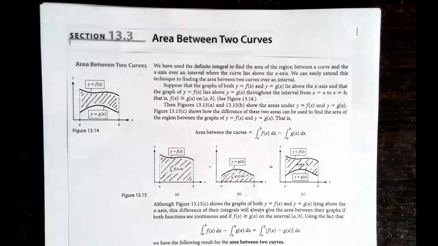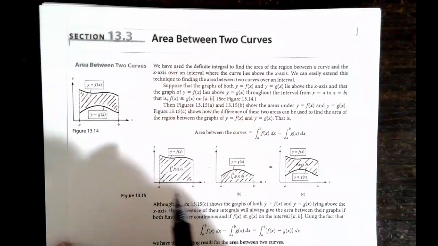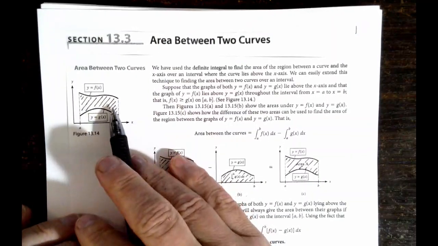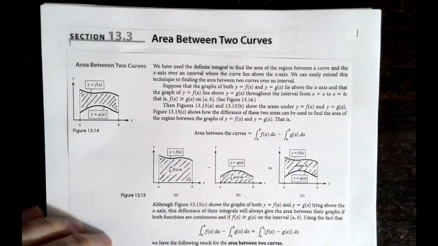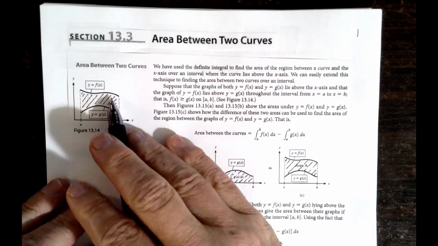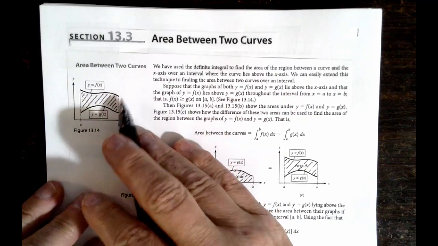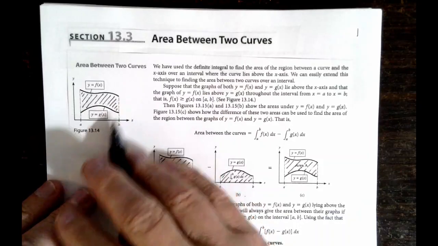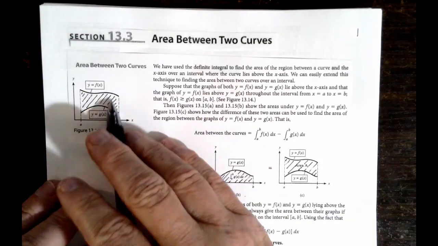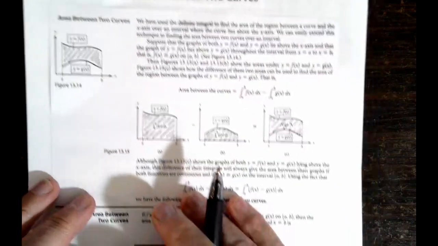All right, in section 3.3 we talk about taking integration, but we're a little more careful in how we do it. We're trying to find the area between two curves, and so we have to be careful which function we list first and which one second, and that way we can find the actual area between two curves.